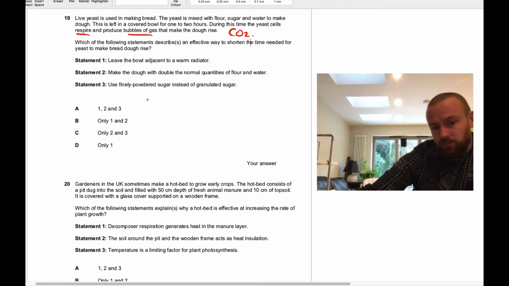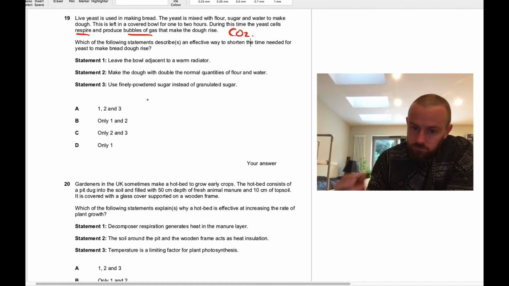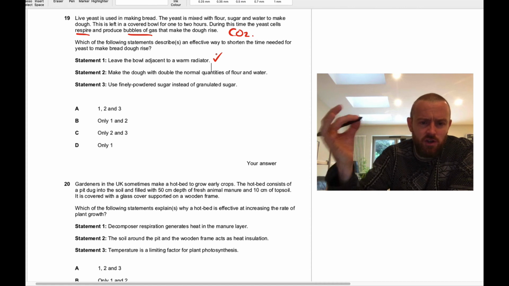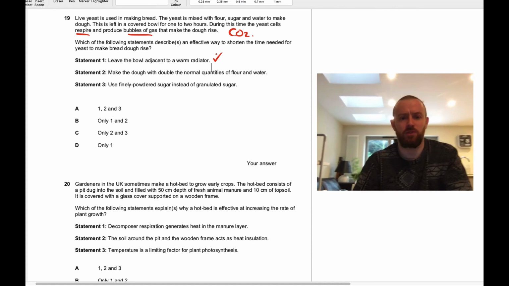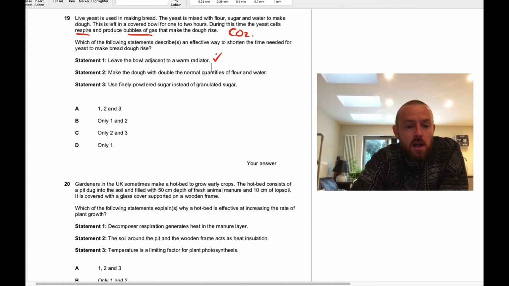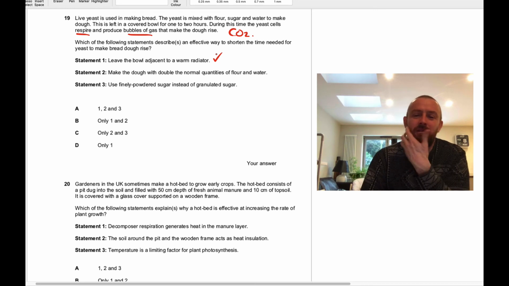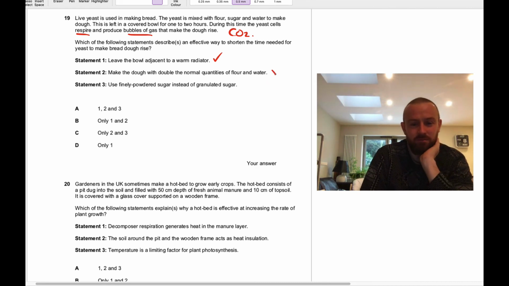Well, statement 1, if you heat up the dough, yes, it's going to make the dough warmer. Respiration is going to occur faster. If you watch Bake Off, you'll know that's also true. Statement 2, make the dough with double the normal quantities of flour and water. Not really. Double the sugar, maybe, but just double the quantities of flour and water, no, that's not going to do anything. Or with the yeast, no.